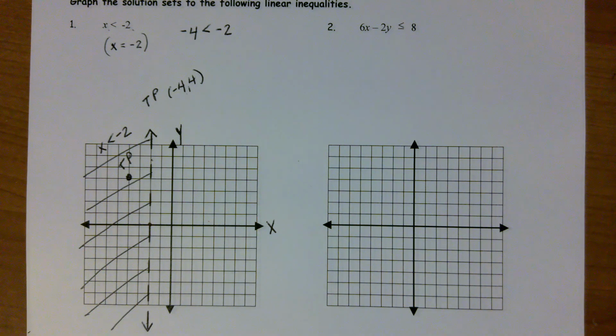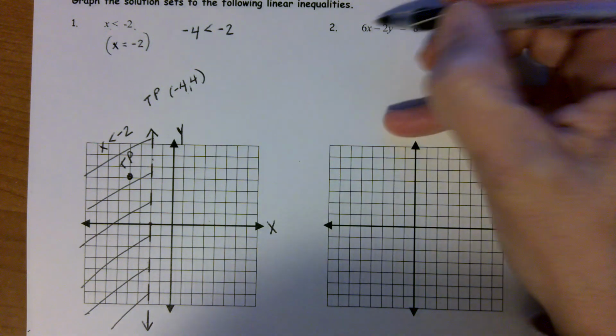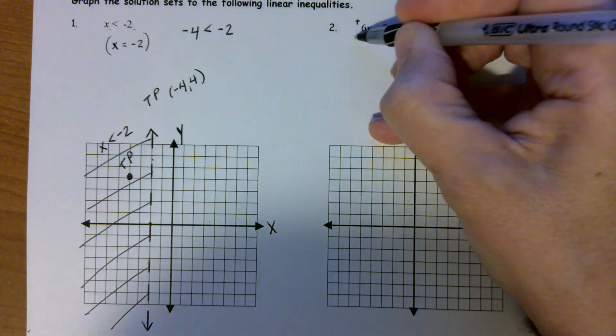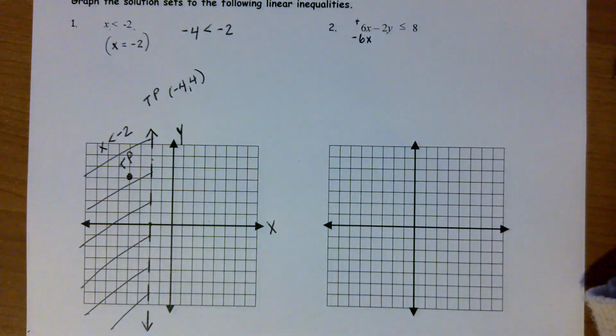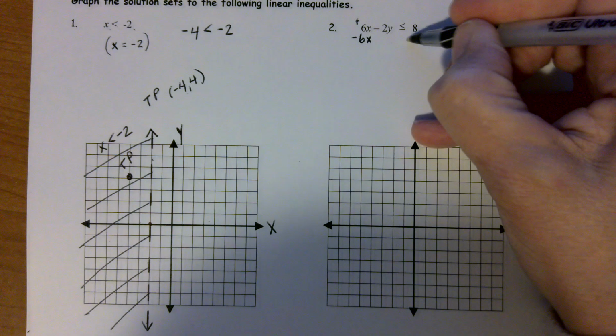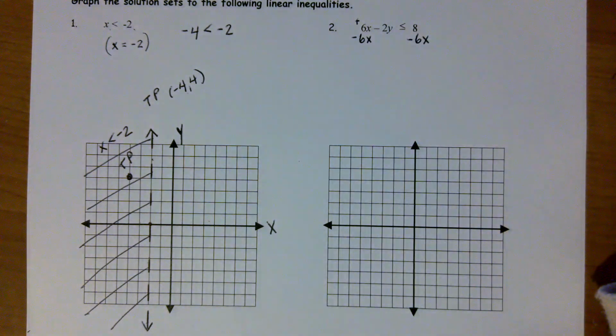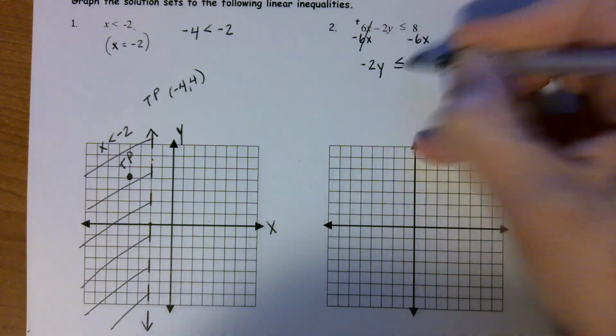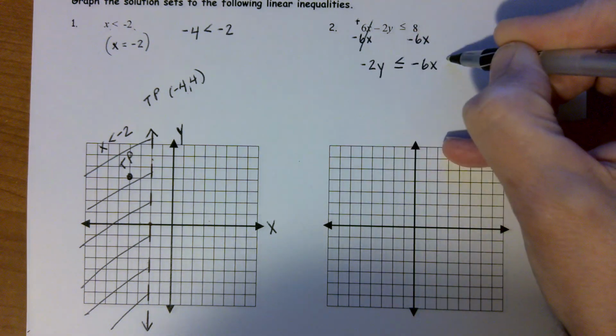Well, let's take a look at this next one. A little bit more challenging, because remember that we need to have this in y equals mx plus b form, and it's not. So we're going to get it into y equals mx plus b form by isolating y. I start by moving the 6x. Instead of a positive 6x, I'm going to have the opposite, negative 6x. Whatever I do to one side, I do to the other side of the inequality. This is a zero pair. I have -2y is less than or equal to -6x plus 8.